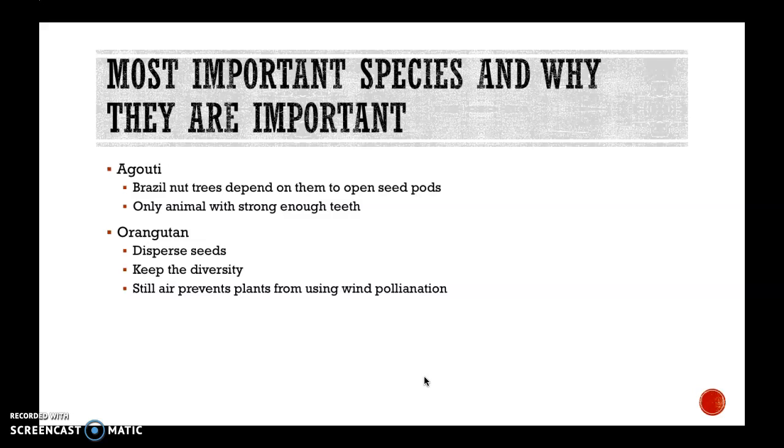But there's also the orangutan. The orangutan is important because it helps disperse the seeds around the forest, because there's so much still air in the forest. There's not any wind inside of it. So it's a struggle because the plants can't really spread their seeds around with wind pollination. So we have animals like the orangutan that help disperse the seeds and keep this diversity in the forest.